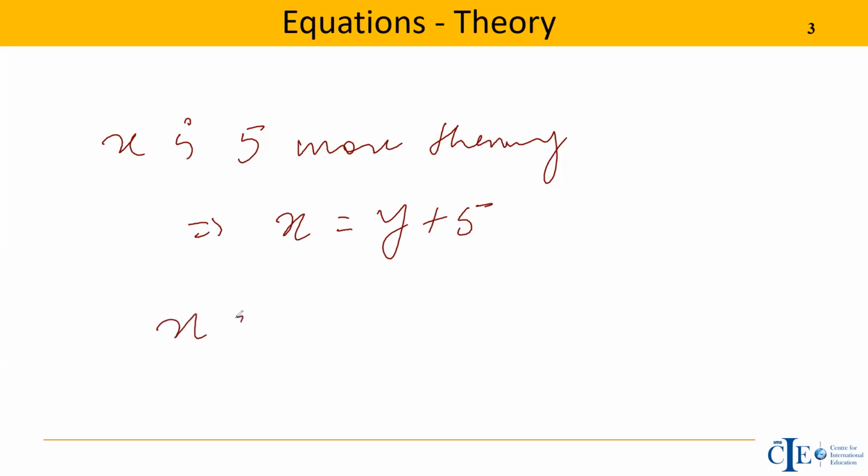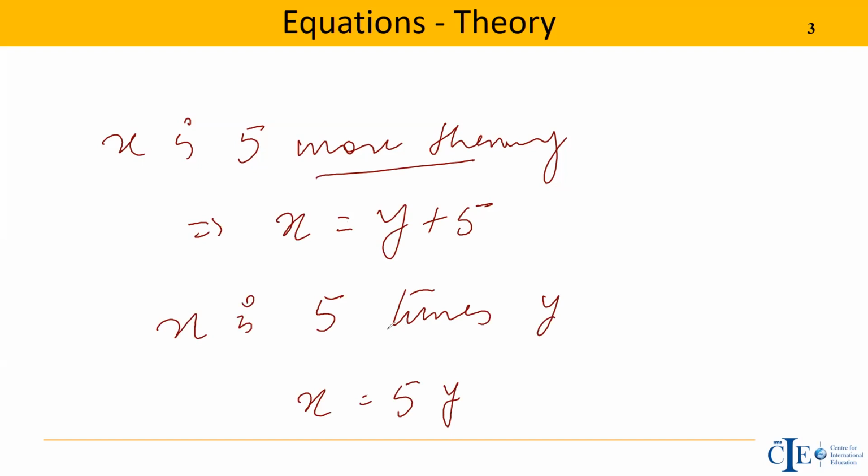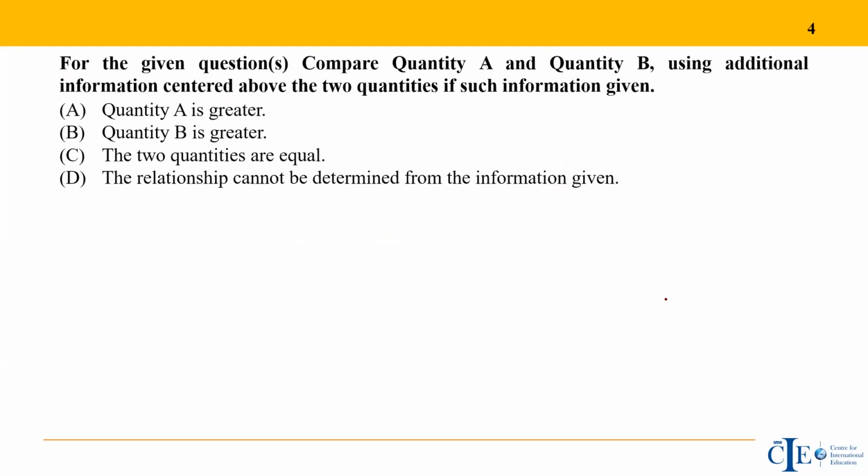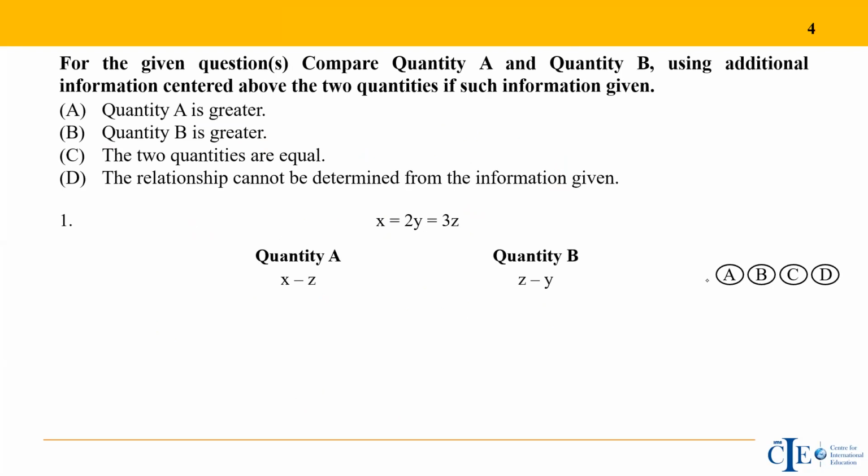But if it says x is 5 times y, then it would mean multiplication. So just read and infer whether that implies addition, subtraction, or multiplication in such questions. These are the only silly mistakes that one makes. Okay, starting off with the first part, which is questions based on simple linear equations. Okay, try.